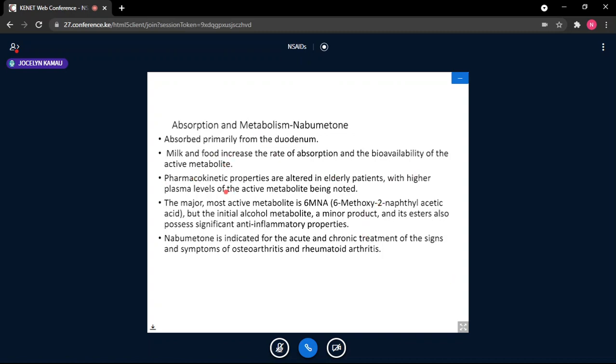If you discuss this drug in pharmacology, you look at that more. Pharmacokinetic properties are altered in elderly patients, with higher plasma levels of the active metabolite being noted, and therefore it implies that you will reduce the doses in the elderly. There will be dosage adjustment in the elderly because the metabolite has higher concentrations. The major most active metabolite is, as we have already mentioned, 6-methoxy-naphthyl acetic acid, but the initial alcohol metabolite, a minor product, and its esters also possess significant anti-inflammatory activity.